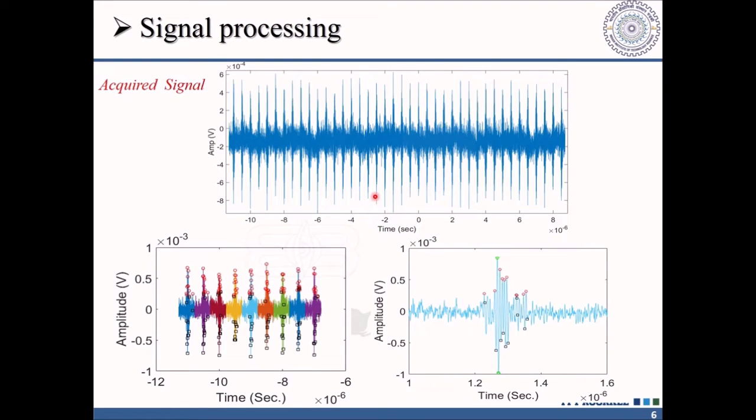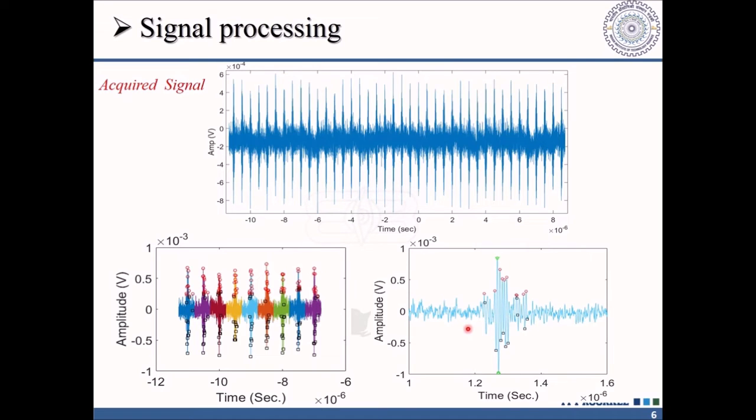The acquired signal looks like this. We have taken 40 wave packets, and these 40 packets are represented here in figure 1. We have marked 9 wave packets out of the 40, and we have marked 10 peaks and 10 troughs in each wave packet. The peaks are marked with a red circle and the troughs are marked with a black square.